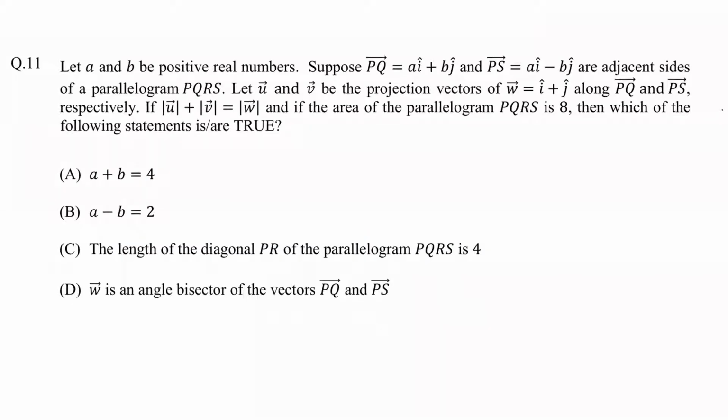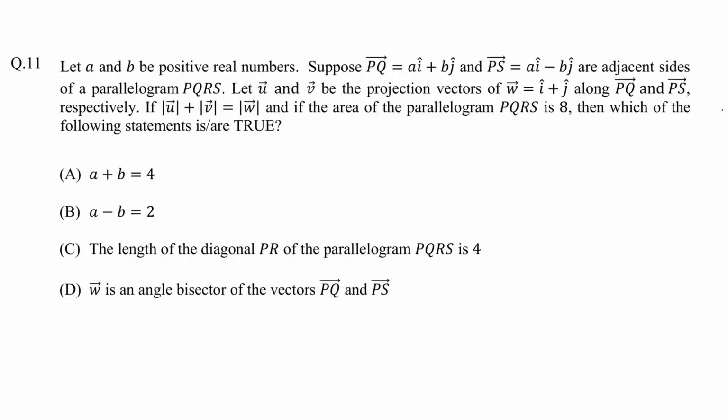Okay, so the question says A and B are positive real numbers, and PQ bar and PS bar are given vectors which are two adjacent sides of a parallelogram PQRS, and U bar and V bar are given as the projections of W bar vector along PQ bar and PS bar. And they have given another condition, that is modulus of U plus modulus of V is equal to modulus of W, and the area of the parallelogram is given as 8. So right, then we have to find out which of the following conditions are true.